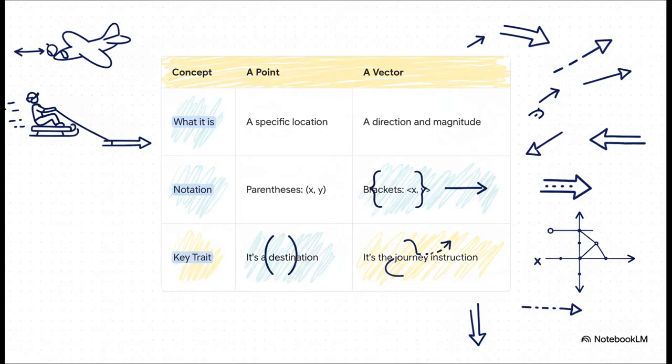Okay, the difference is simple, but it's also kind of profound. A point with its parentheses is just a static location. It's a pin on a map. You could say it's a destination. But a vector with its fancy brackets isn't a location at all. It's a set of instructions. It says, go this far in this direction. So get this, it's not the destination, it's the journey. And you can start that journey from literally anywhere.